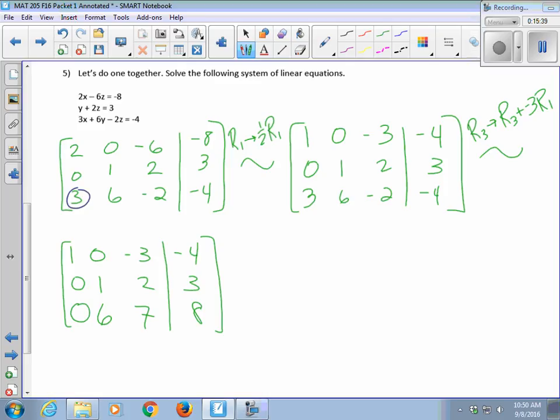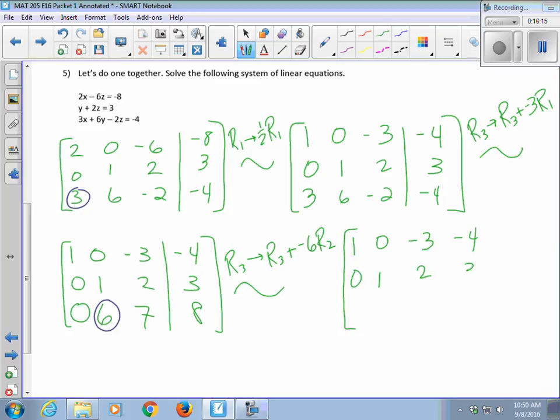Okay, next goal is to get rid of that 6. You got it. Negative 6, yeah. So row 3 is going to change. That's the row I'm trying to change. So to change a row, you have to add itself to a multiple of another row. So it's going to be negative 6, row 2. Row 3 is changing, so I can just copy rows 1 and 2.